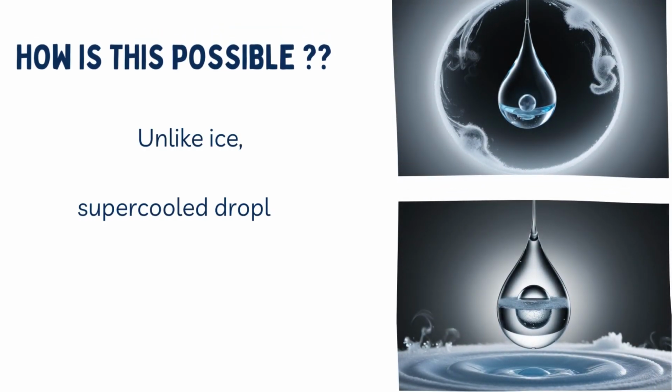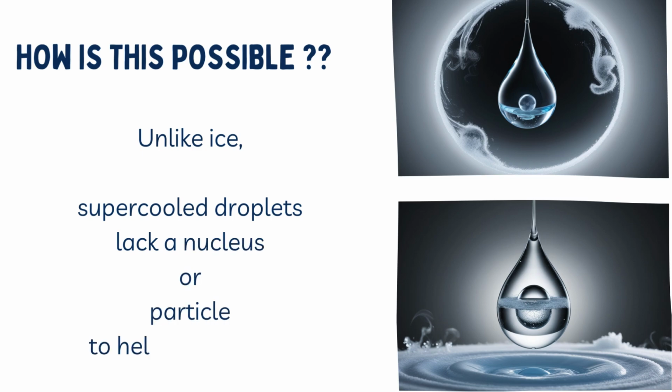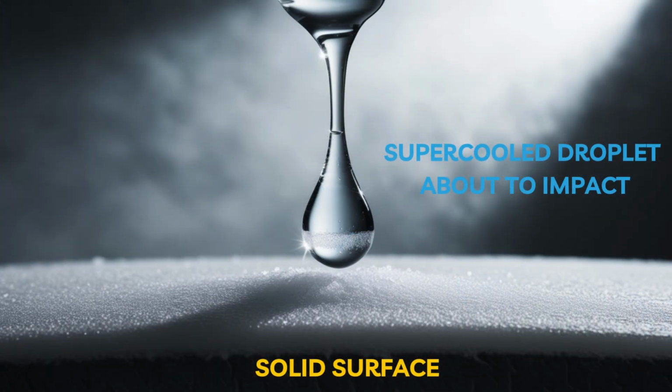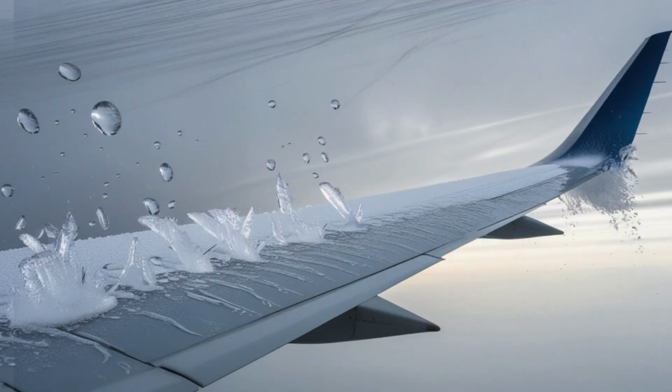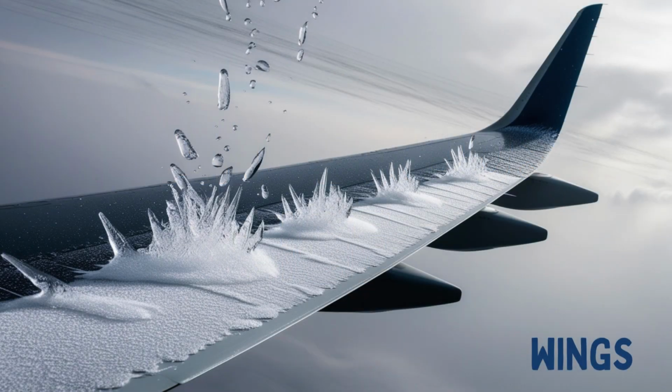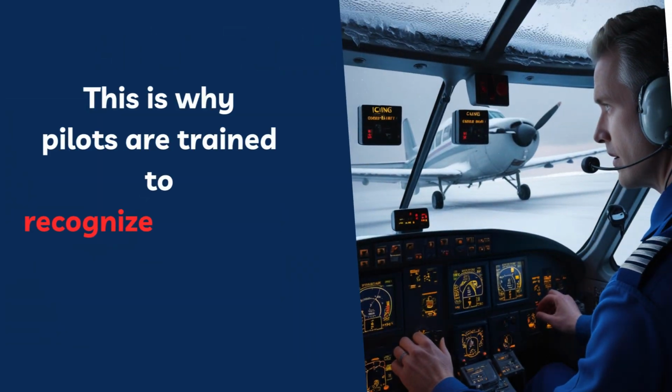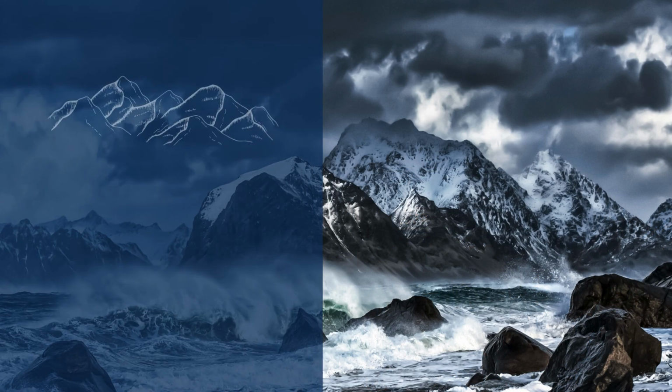Unlike ice, supercooled droplets lack a nucleus or particle to help them freeze. So they remain in a liquid state, ready to freeze instantly upon contact with a solid surface. So when an aircraft encounters these droplets, they freeze on impact, forming dangerous ice on wings, engines, and sensors. This is why pilots are trained to recognize and avoid icing conditions.